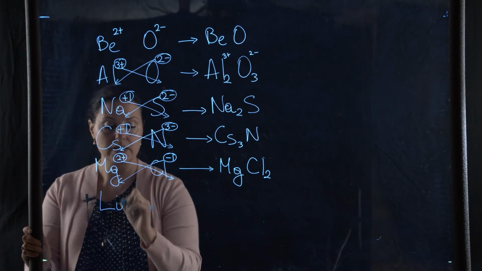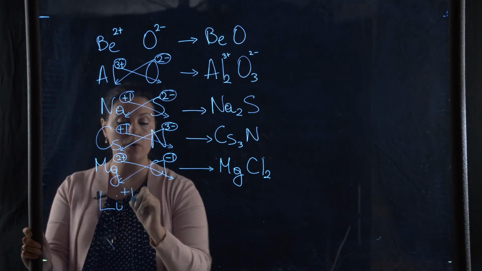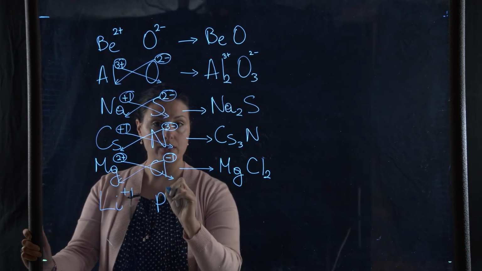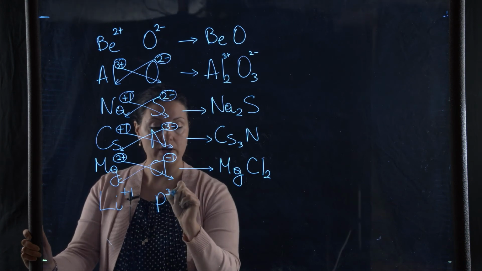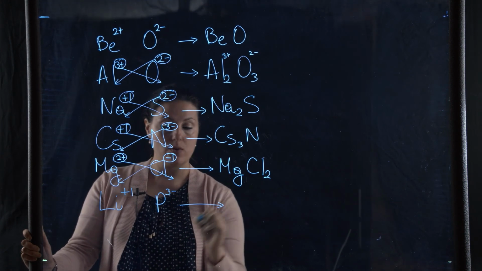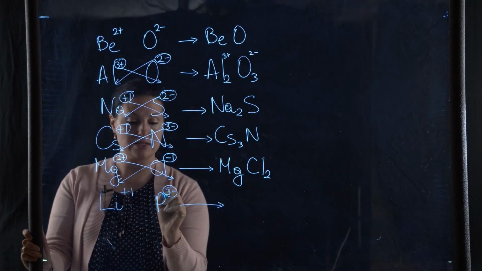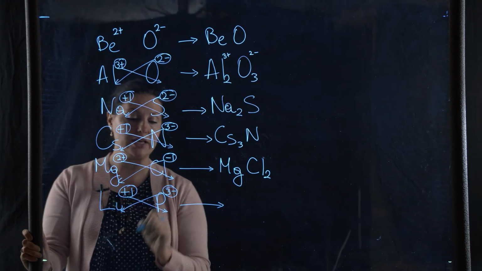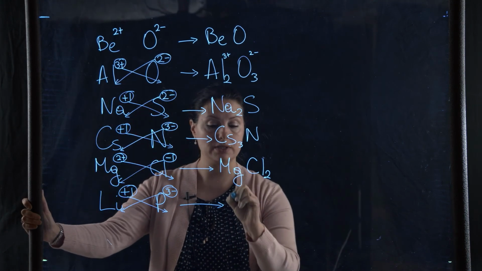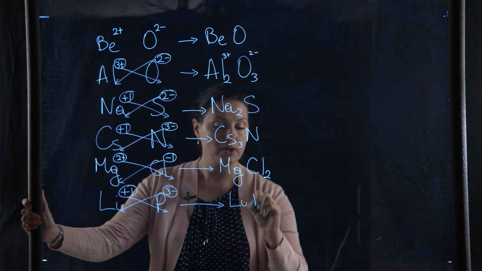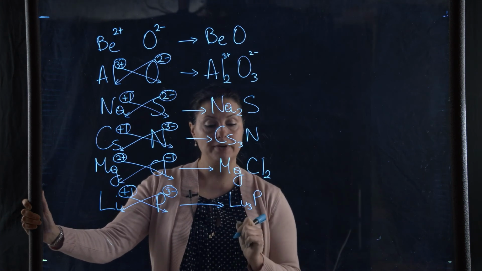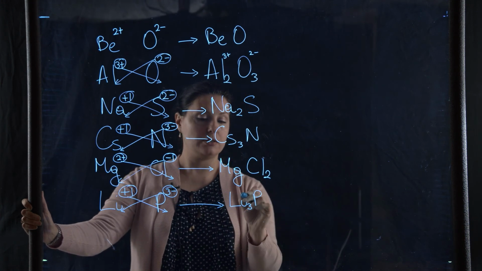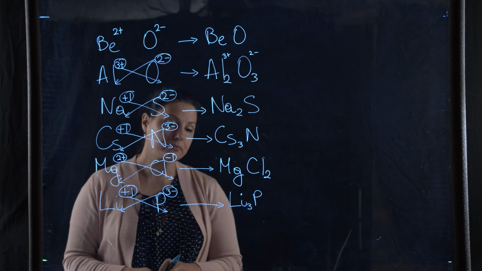So lithium is a group 1, which means it will always have a +1 charge. Phosphorus is a group 5 with nitrogen, which means it will have a 3- charge. And once again, I can take the charge from the phosphorus and bring it down by the lithium, and take the charge of the lithium and bring it down by the phosphorus as subscripts. And therefore I have lithium with a 3 and phosphorus with a 1, which I don't write. This is the correct formula.